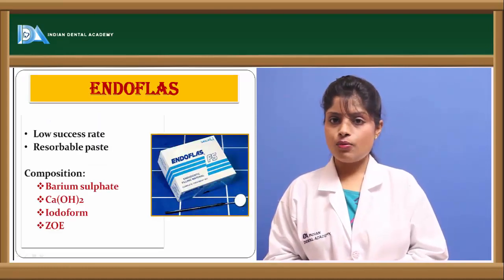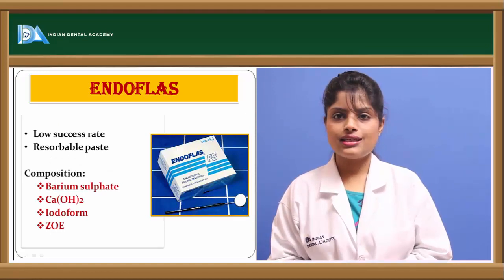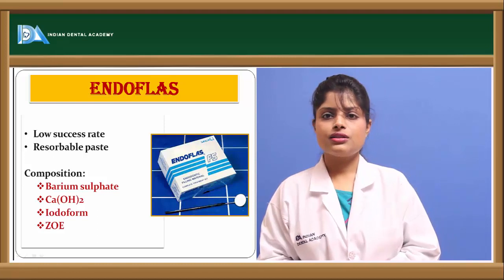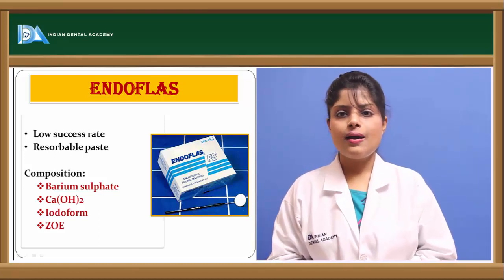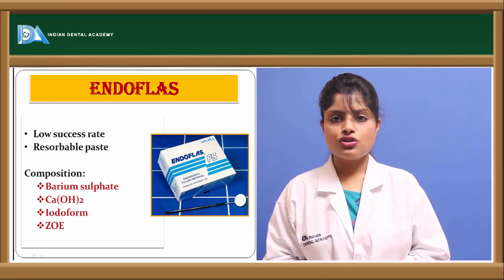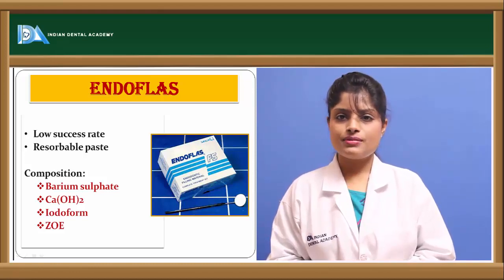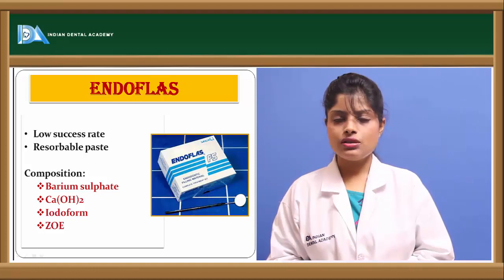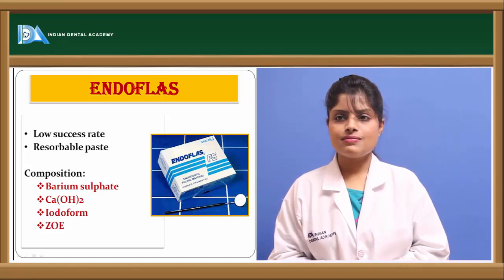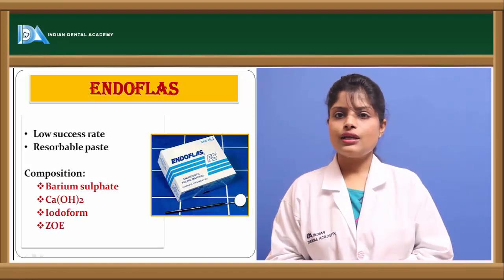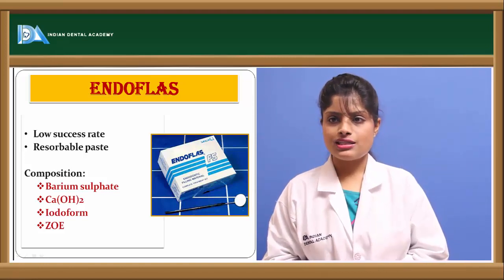Endoflas has been reported to have lower success rates than Iodoform, Metapex or Vitapex, but it is a resorbable paste, which is another preferable material for obturating primary root canals. It is composed of barium sulfate, which is a radiopaque agent, calcium hydroxide, which is antibacterial, iodoform, which can act as a preservative, and zinc oxide eugenol, which is also antibacterial in nature.